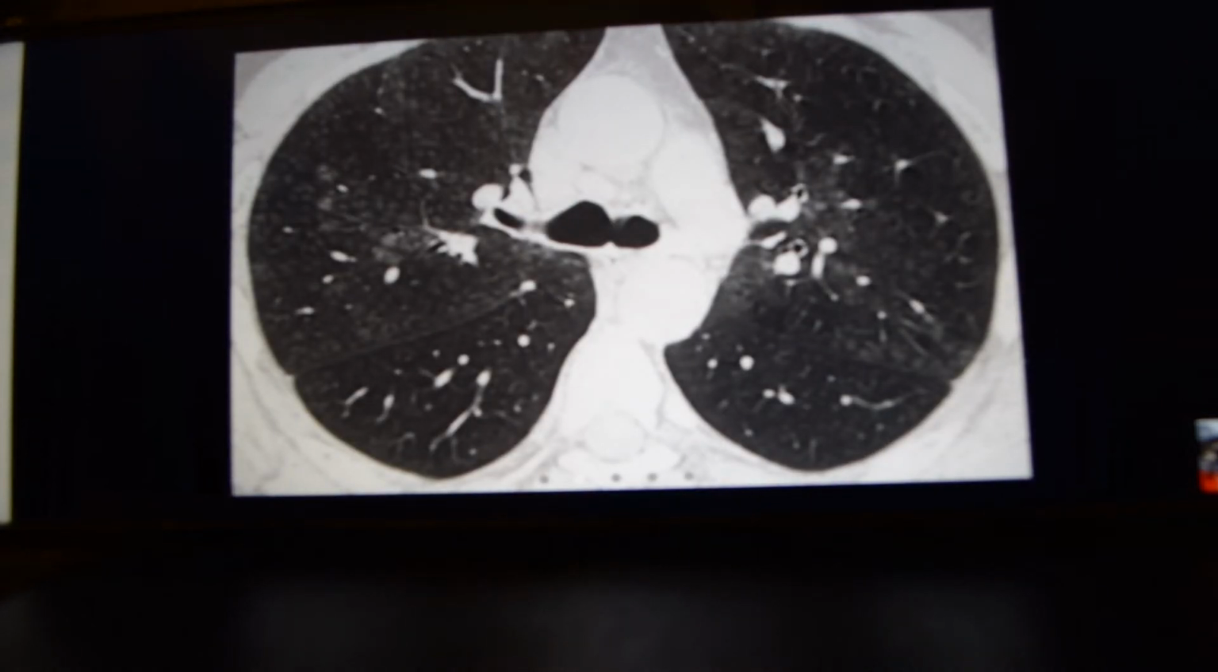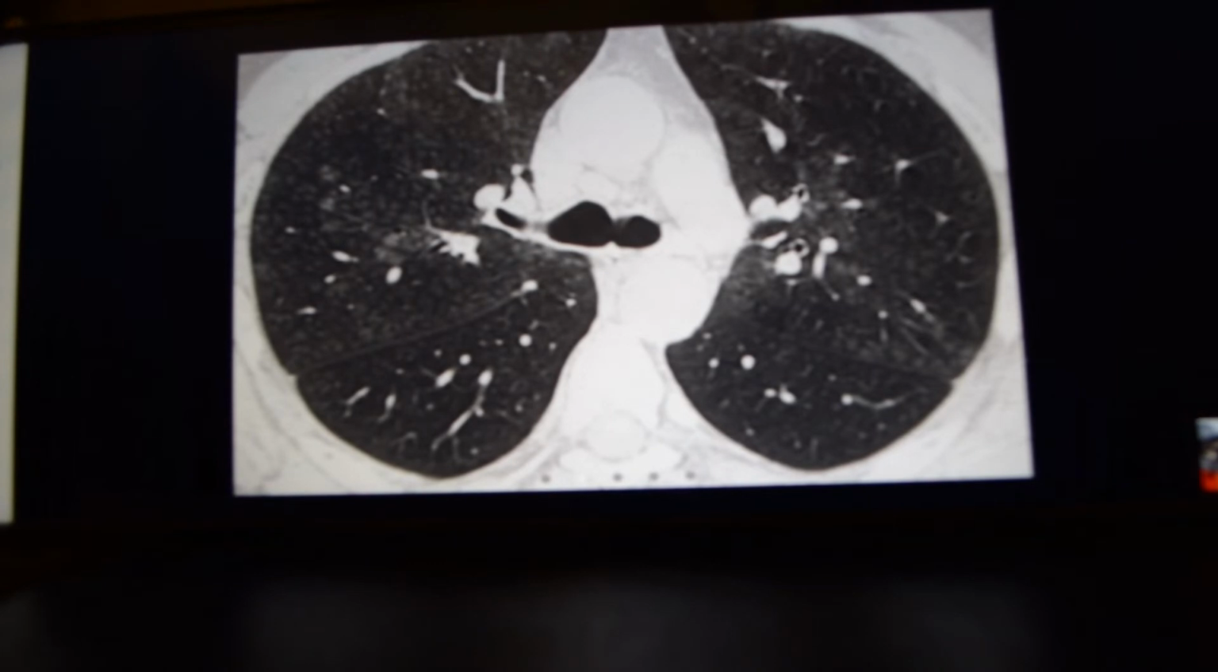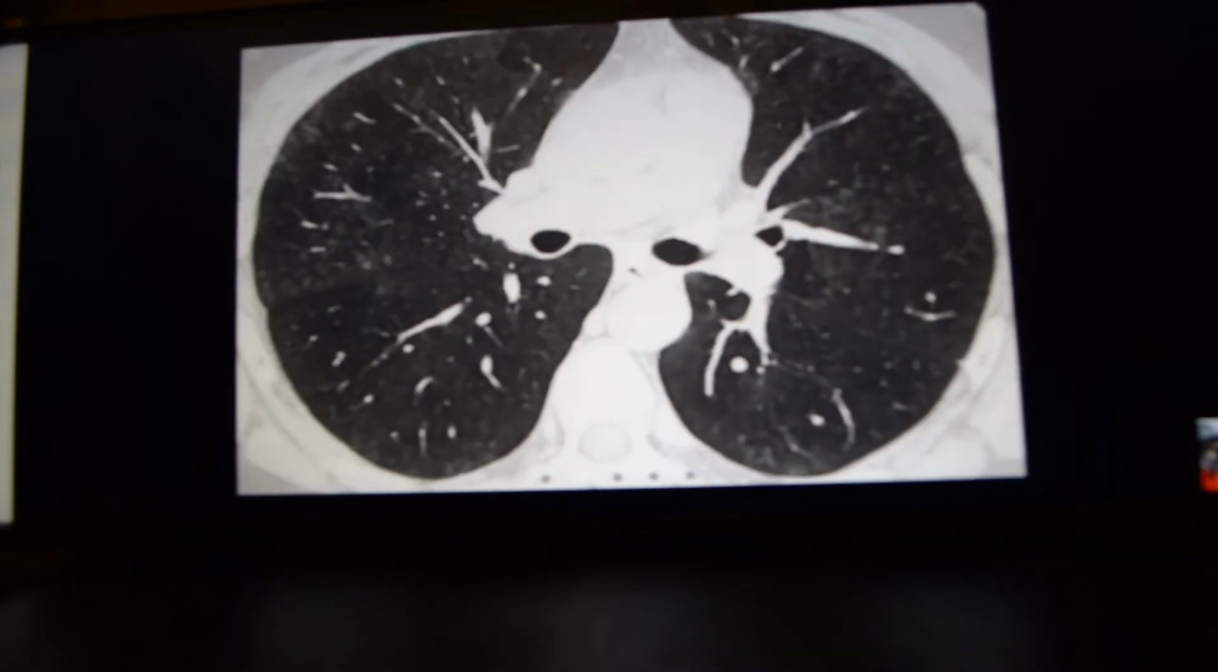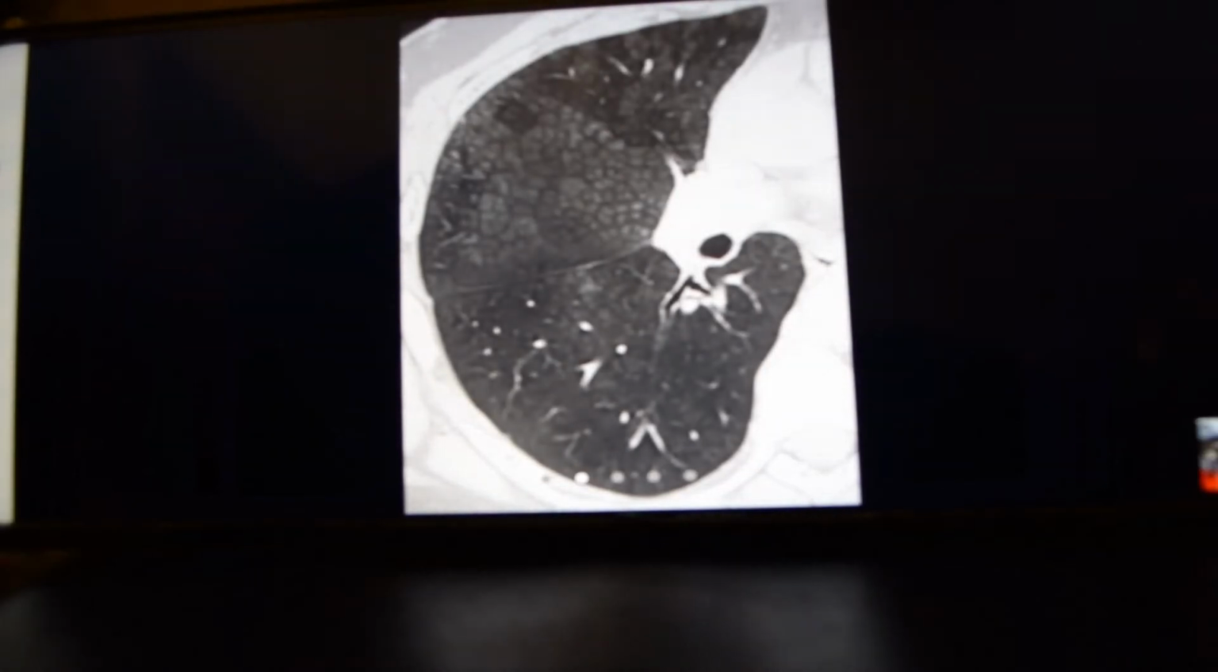Now, who will answer this? What is this? Random nodule. Very good. These are random nodules. This is a case of bronchoalveolar carcinoma. You will remember it and you will never forget it. This is a case of bronchoalveolar carcinoma.